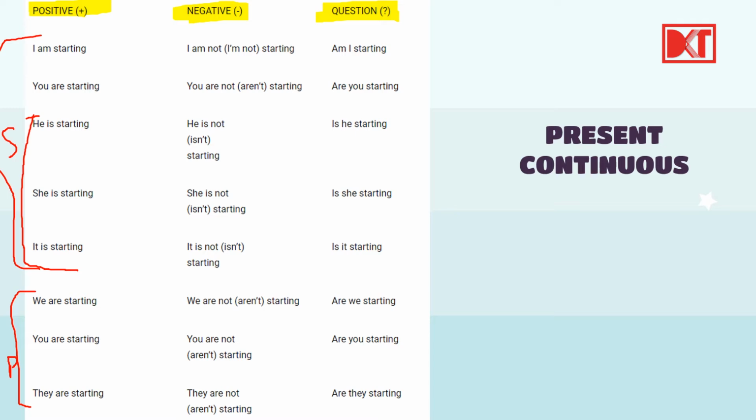Now here the formation, as I told you, was what? The subject plus either am or is or are, and then the verb, and with the verb what is formed? ing.